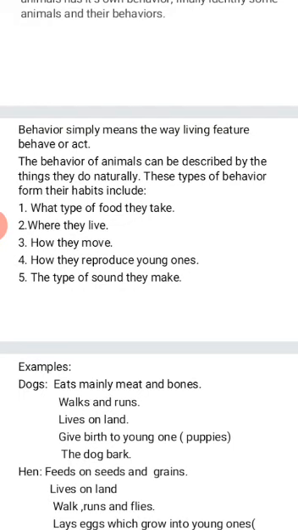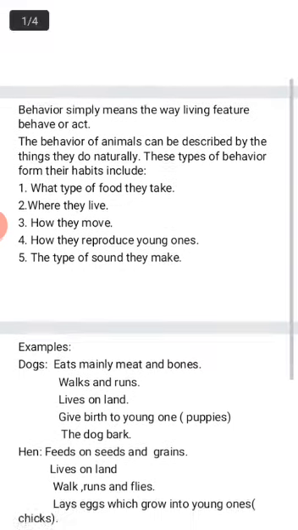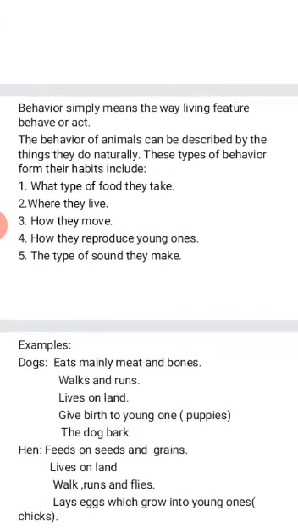Finally, number five, the type of sound they make. Everybody has a sound. I have my sound, you have your own sound, and animals also have their own sound. But animals' own are different. Their names and their sounds are different. Snake and bird: snake has its own sound, bird has its own, lion has, likewise dog and fish.